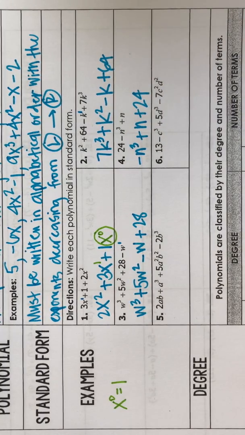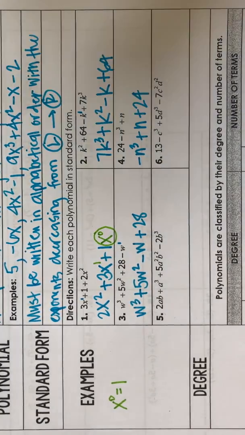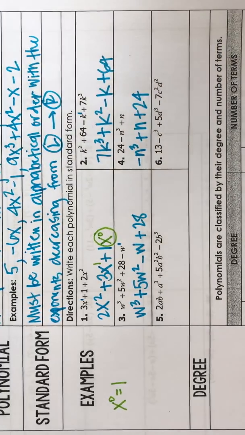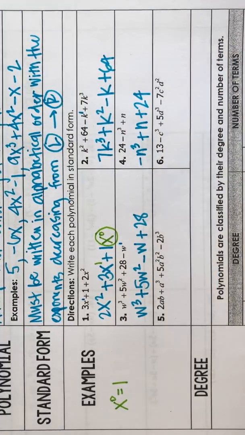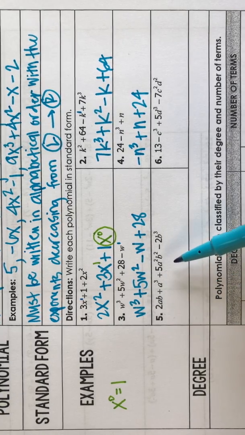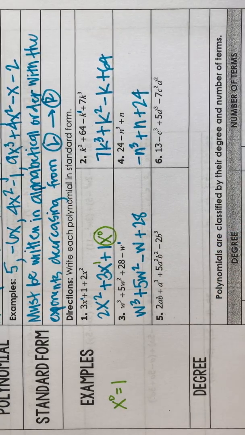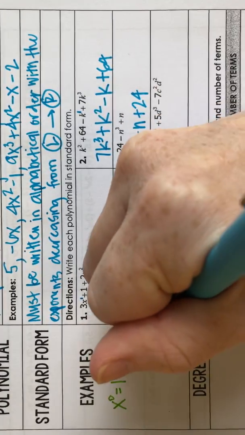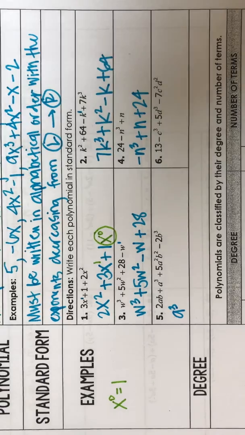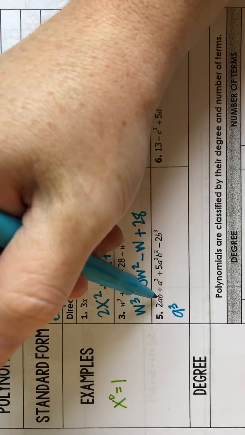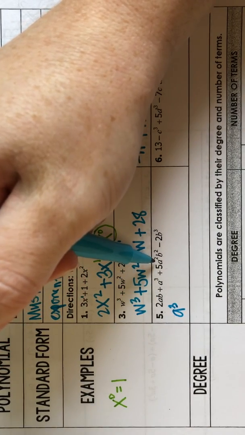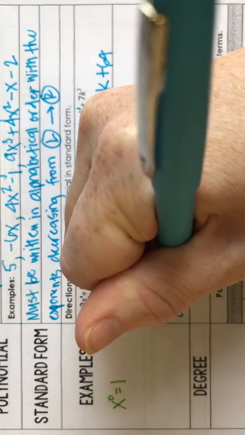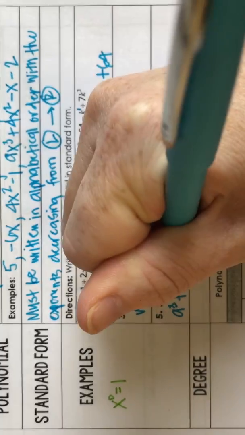All right, and if you'll look at number 5 and number 6, you'll notice I have multiple variables. So I want to pick the variable that comes first in the alphabet. Right here, I have A's and B's, so I'm going to focus on my A's. The highest power of A is a cubed, so I'm going to start with that. My next highest power of A is a squared, so that's plus 5a squared b squared.